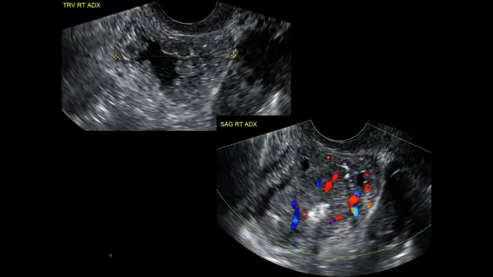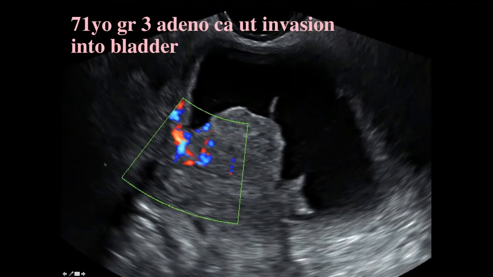Here's another transitional cell. This is very advanced. This transitional cell is really filling the whole bladder, and it's very advanced here. This one is a 71-year-old patient with adenocarcinoma of the uterus, which is invading into the bladder. So this is, I guess, a metastasis, if you will, or I guess it's a direct invasion of this mass into the bladder, indenting it, as you can see.